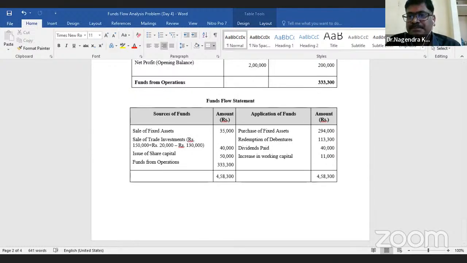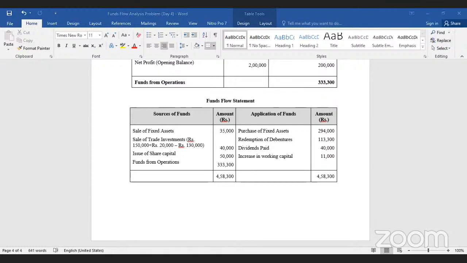Is it okay with you? You have an idea now how to prepare a funds flow statement? Are you clear about the funds flow statement? Yes, sir. Funds flow, clear, sir.